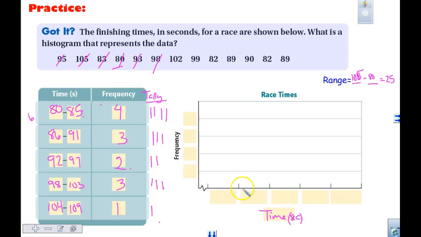Now, notice they have this broken graph. Our intervals here are 1 for our frequency, 1, 2, 3, and 4. The reason they have it broken is that our times are starting at 80. If you're going to start at 0, you need to go all the way from 0 all the way up to this 109. You can always put a broken graph, just putting that in there and showing that we are actually going from 80 to 85.